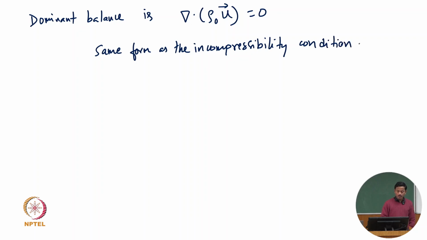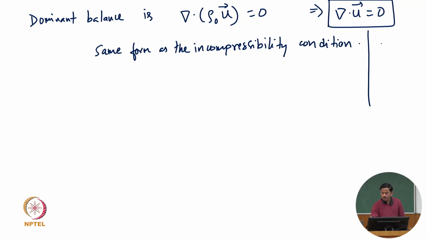Remember, there is a difference. So del dot rho naught u equal to 0, as rho naught is constant, we get del dot u equal to 0. So this is the final form that you are writing, as rho naught is constant.